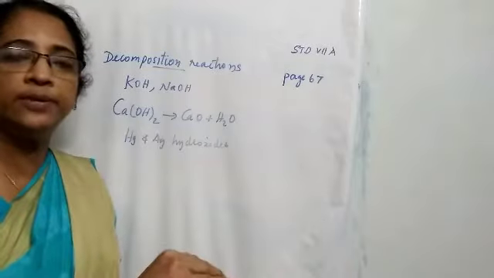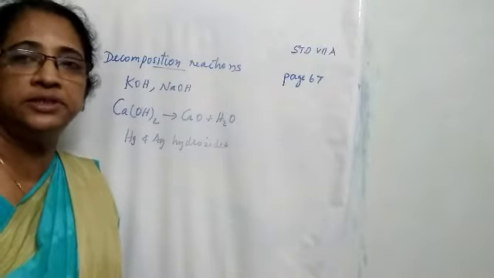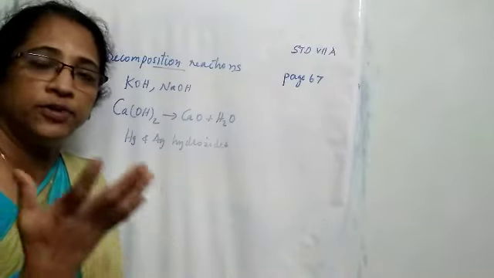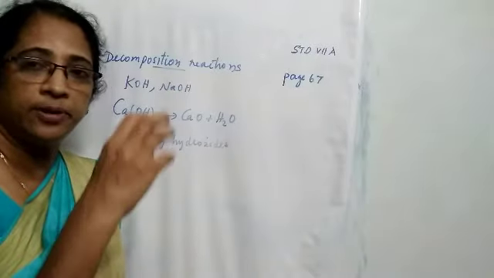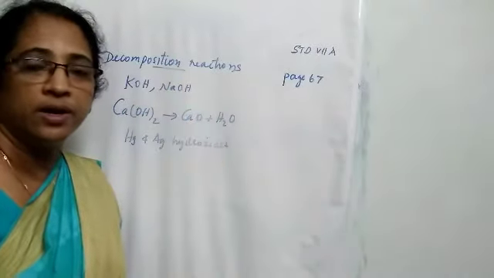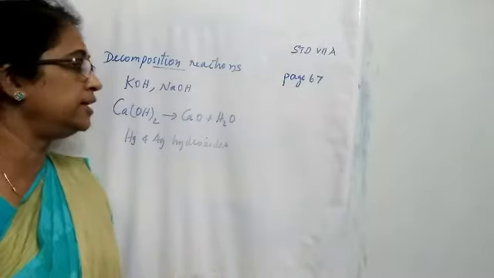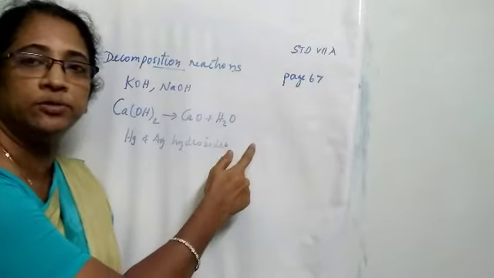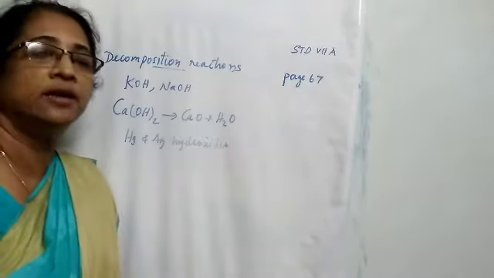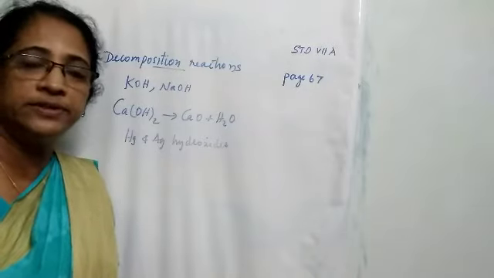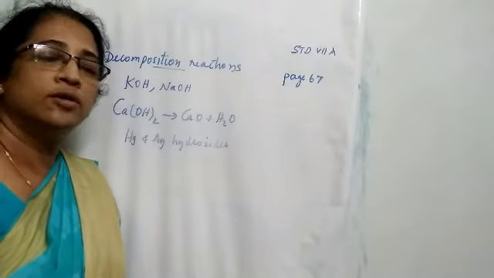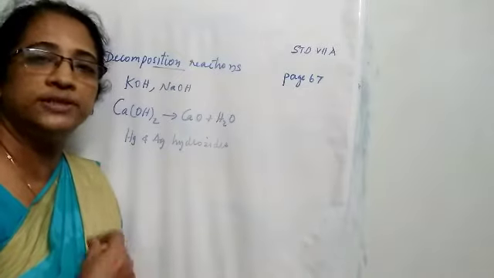The remaining elements from calcium to copper in the activity series, the hydroxides of those metals, undergo decomposition on heating and form the respective oxide and H2O. Only one example is given here. Ca(OH)2 on heating gives CaO plus H2O. Cu(OH)2 gives CuO plus H2O.